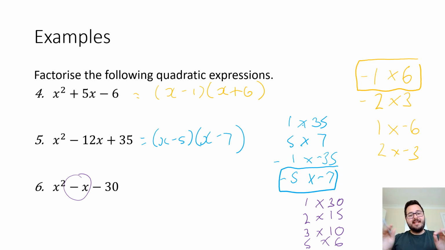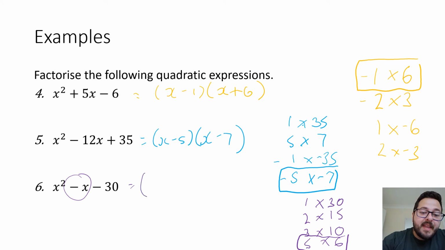Now, what this tells me, because it's minus 1, that means the difference between the two numbers has got to be just 1, if that makes sense. So this is making me drawn towards 5 and 6. Now, what combination is going to give me a minus number when we add them? Well, the biggest number has got to be the minus number. So this is going to be x minus 6, x plus 5.